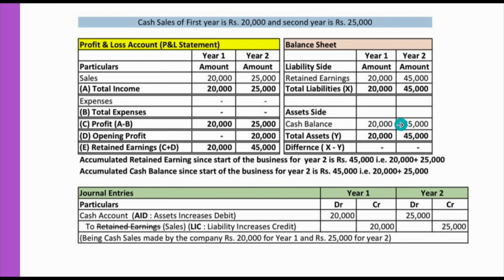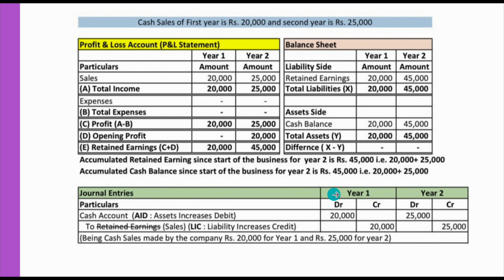Now cash balance is also 45,000. This is because opening cash balance of 20,000 plus 25,000 is second year cash sales. So our cash balance at the end of year 2 is 20,000 plus 25,000, that is 45,000. So total assets of year 2 is 45,000 and thus our balance sheet tallies. Now accumulated retained earnings since start of the business for year 2 is rupees 45,000, that is 20,000 plus 25,000. And accumulated cash balance since start of the business for year 2 is rupees 45,000, that is 20,000 plus 25,000.